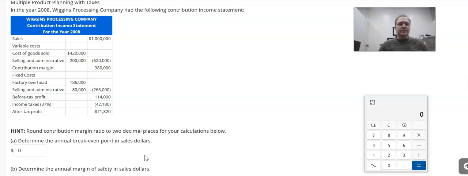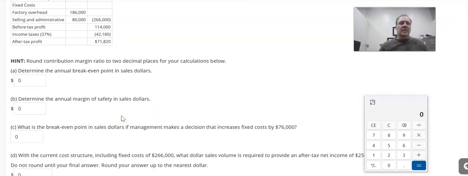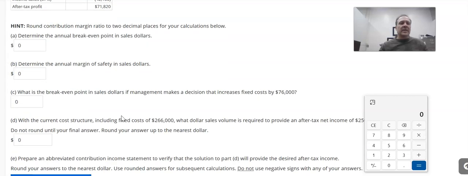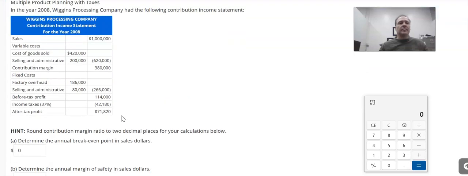another contribution margin income statement based on some changing facts as we go through here. So we have, let's see here now, we've got requirements A, B, C, and D. Okay, so we will have to kind of move around. You'll have to stop the video to kind of jot some notes as you go. And so let's see what we've got here.